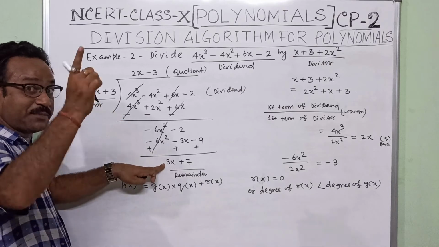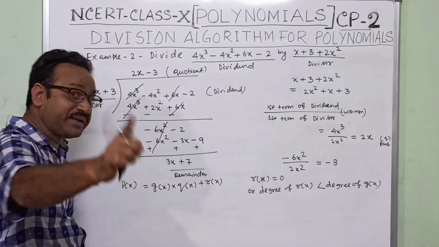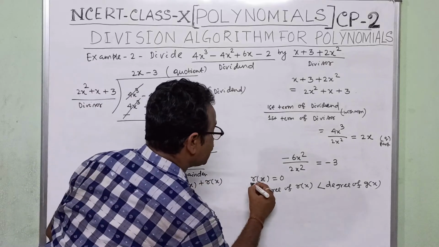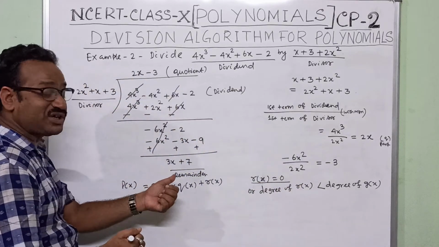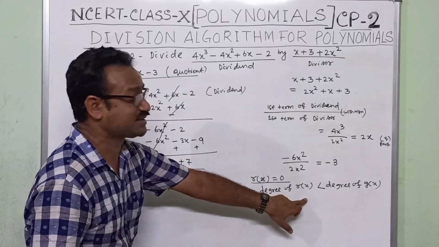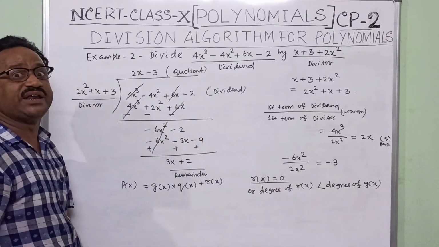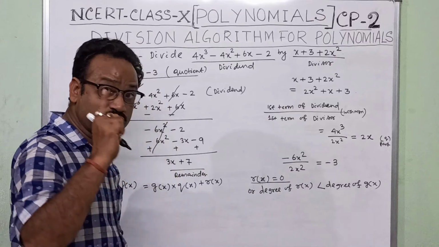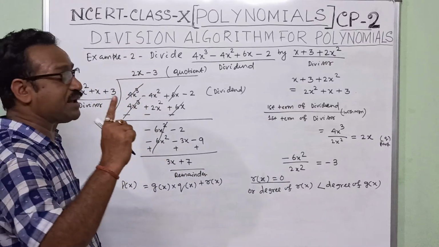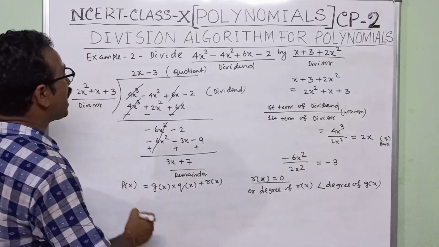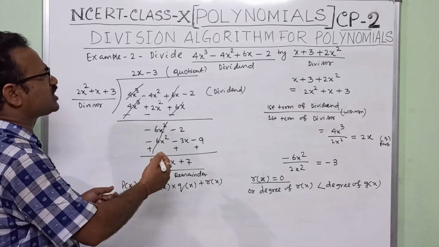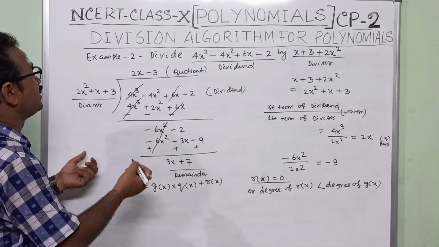So we cannot divide further. So that will be the remainder. So I have written R(x) is equal to 0. Maybe R(x) is 0, or the degree of R(x), the degree of the remainder, must be less than the degree of the divisor. You should remember this at the time of performing division. So now we'll discuss a little more about it. How we got the relation.